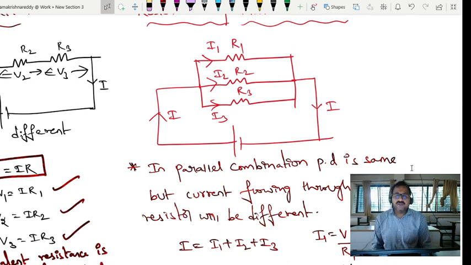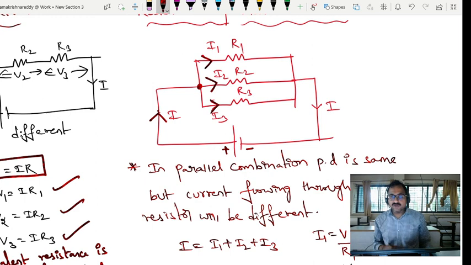At present, now three resistors are connected in parallel combination, R1, R2 and R3, connected to a battery as shown in the figure. In parallel combination, the potential difference, or voltage drop, across each resistor is the same, but the current flowing through each resistor will be different. The total current entering is I. There is a junction, so now it is dividing into three parts, I1, I2 as well as I3.